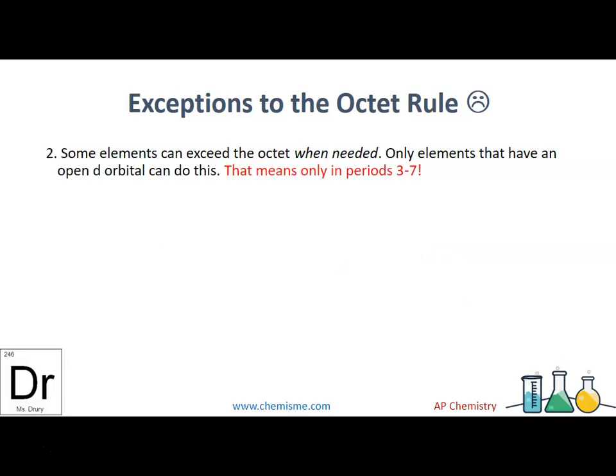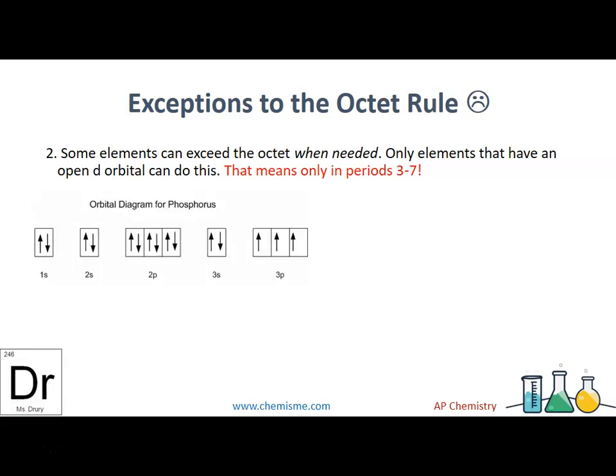The second exception to the octet rule is that some elements can exceed the octet when needed. So not all the time, just when needed. Only elements that have an open d orbital can do this, which means periods 3 through 7. And again, we're talking about covalent bonds right now, so this is nonmetals only. Nonmetals in periods 3 through 7. So it's not actually that many if you think of it. Let's talk about the reasoning why.